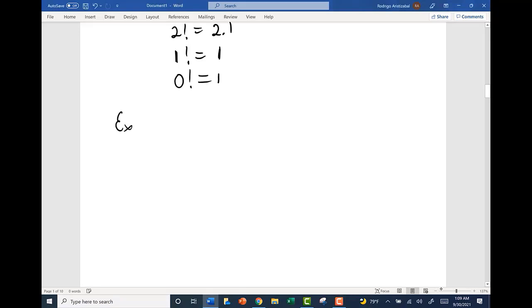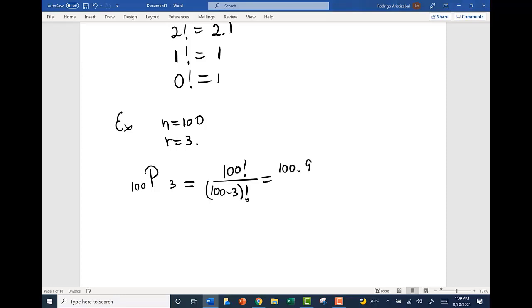For example, if we have n items and we want to select from these n items 3 items, in how many ways can we select 3 items from 100 items? When order matters, let's count permutations. From 100 items, let's select 3 items when order matters. Then that is equal to 100 factorial divided by 100 minus 3 factorial. Then 100 factorial is equivalent to 100 times 99 times 98 times 97.